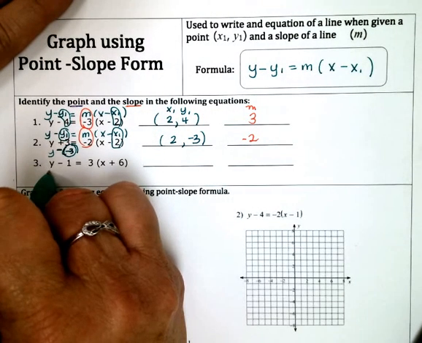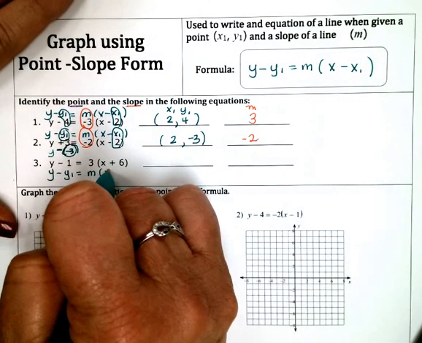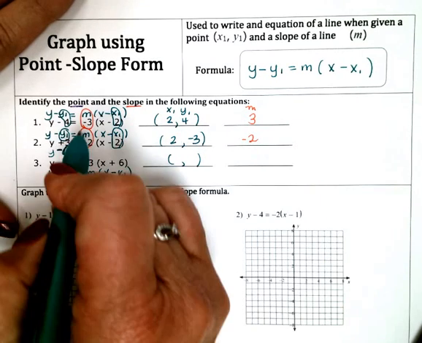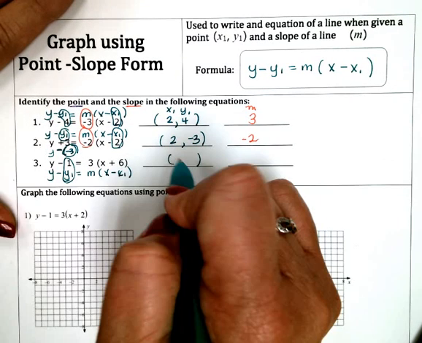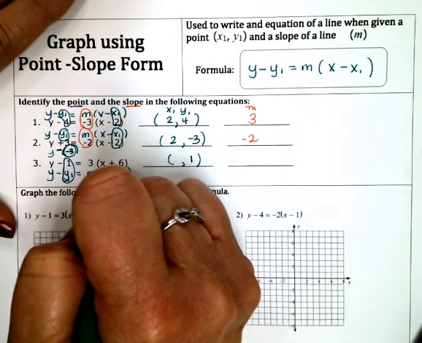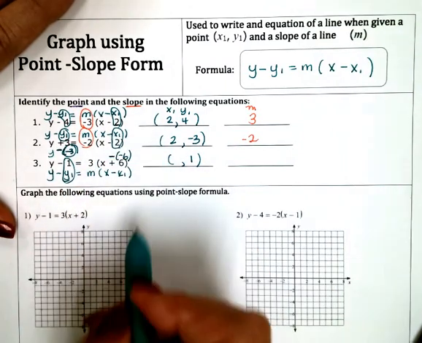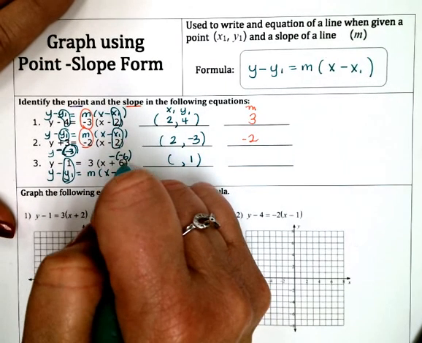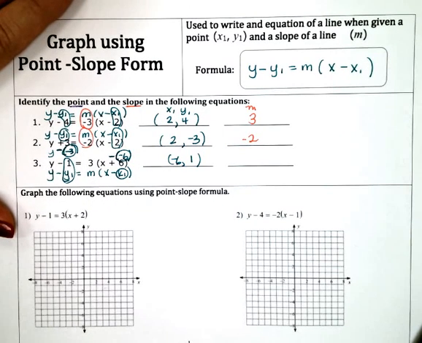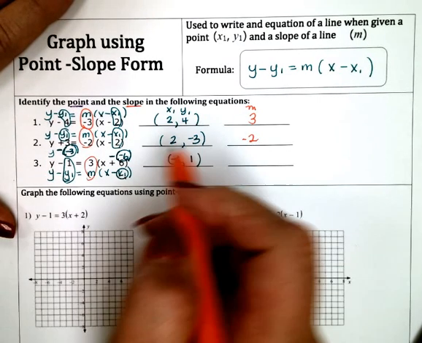And then my last one, y minus y1, slope times x minus x1. So here again, my y1 is set up right there at 1. Here I have that plus 6, but we know that plus 6 is minus negative 6. So my x1 is negative 6. So my ordered pair is (-6, 1), because it's got to be minus the number. And my slope is set up just to be 3.